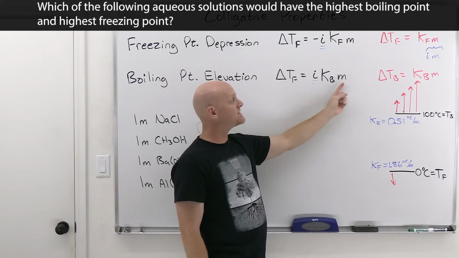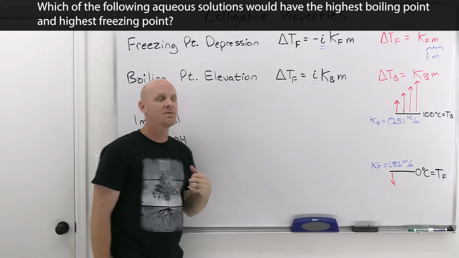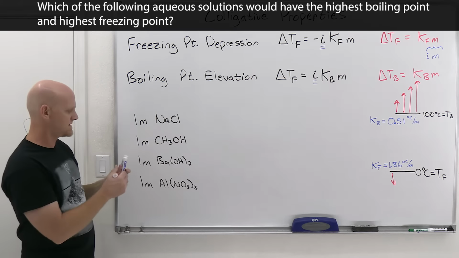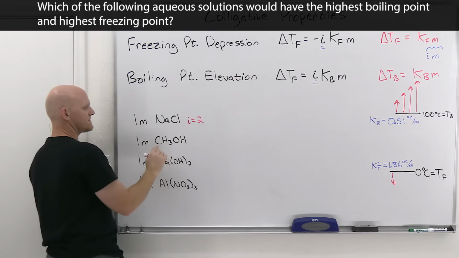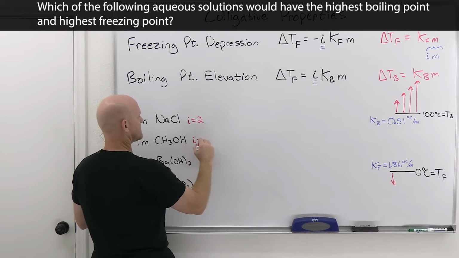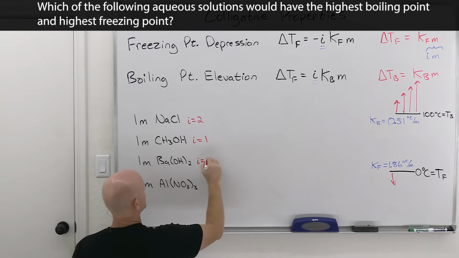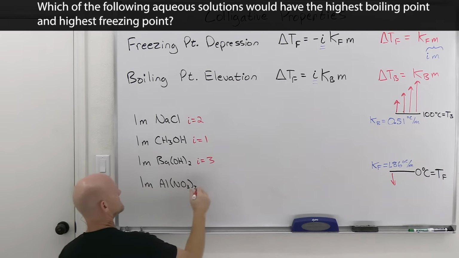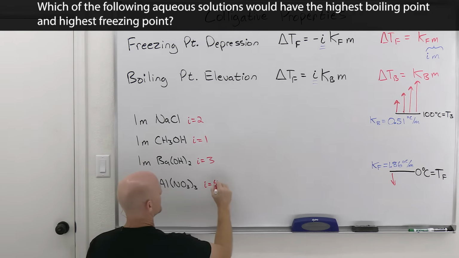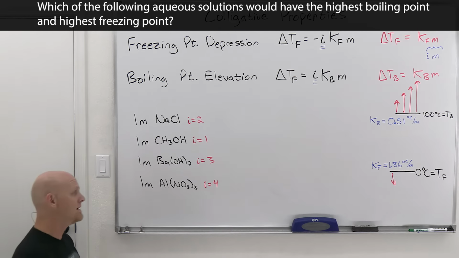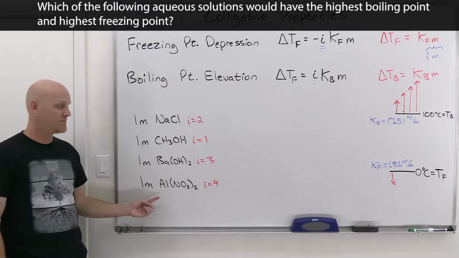So the molality is the same in all cases, but it's the Van't Hoff factor that's going to be the deciding factor. If we take a look at this, for NaCl, we said the Van't Hoff factor was 2. For methanol, it's a non-electrolyte, so the Van't Hoff factor was 1. Barium hydroxide, a strong base, Van't Hoff factor was 3, 1 barium, 2 hydroxides. And finally, for aluminum nitrate, 1 aluminum, 3 nitrates, a total of 4 ions. The Van't Hoff factor was 4. So for the highest boiling point, that's definitely going to be aluminum nitrate.